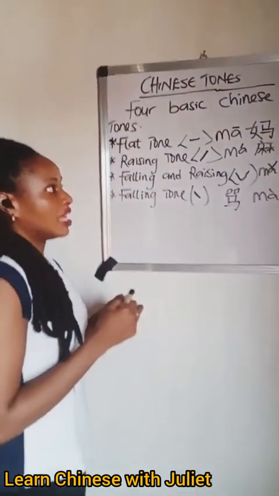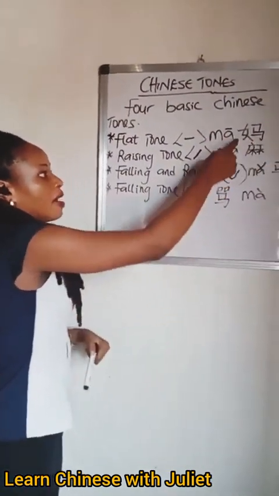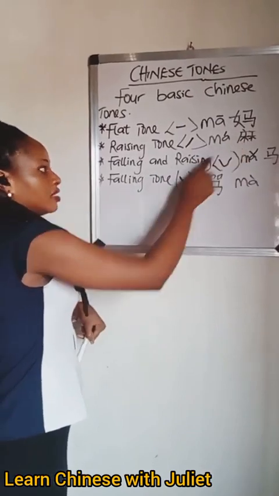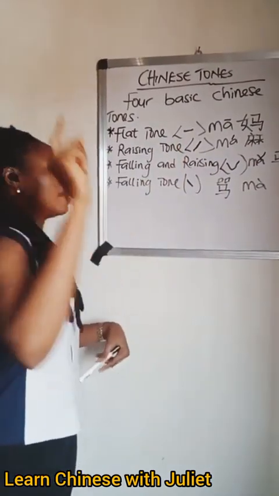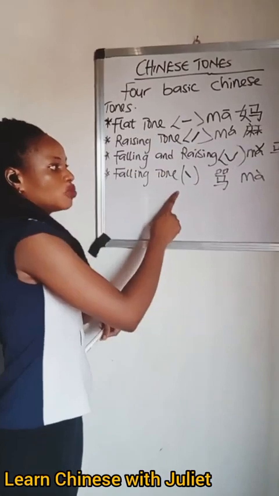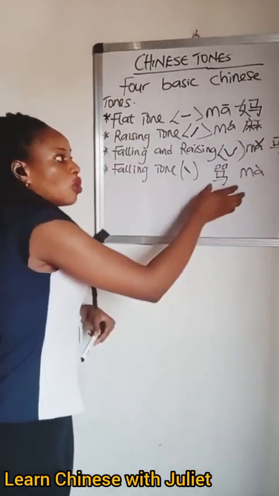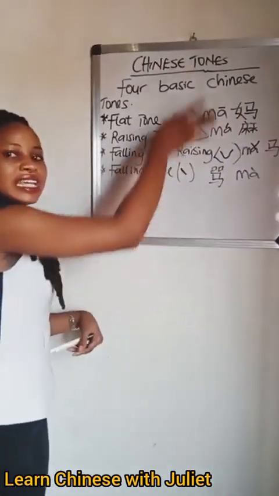The first one, like I said, ma is mother. The character ma is a fiber. Then the third one is ma. Remember to draw it. A horse. And the fourth one is ma, to scold someone. They are all different in meaning.